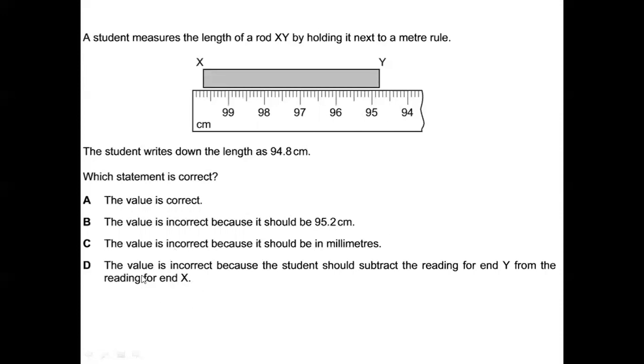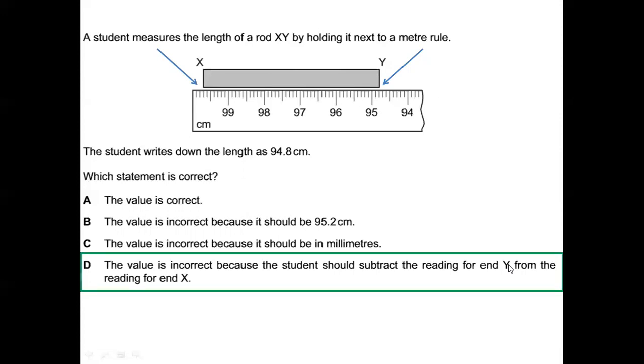Now, looking at letter D, the value is incorrect because the student should subtract the reading for end Y from the reading for end X, which is what should have been done to get the correct measurement. Notice that the first end of the object is located at the 94.8 centimeter mark. And then the other end will be around 99.7, around this point. So to get the measurement of this object, you must subtract those two measurements. That means the answer is letter D.